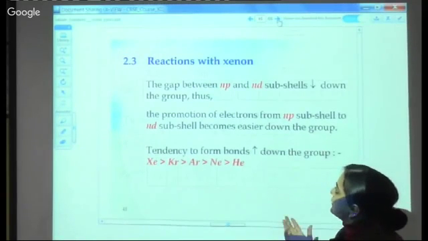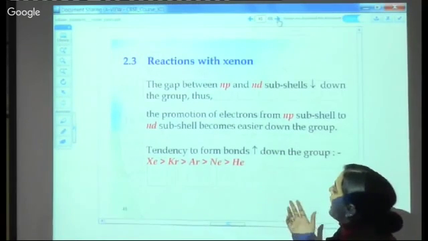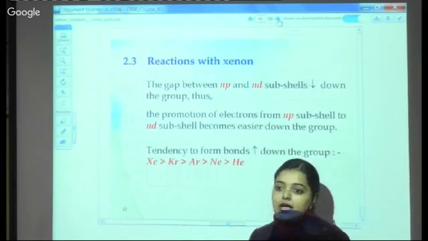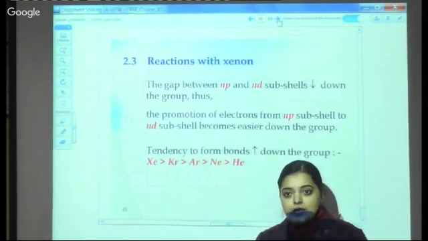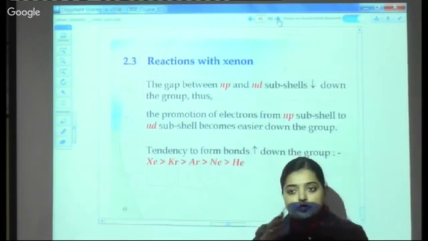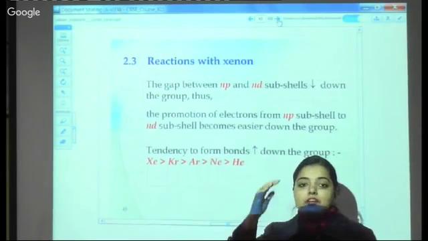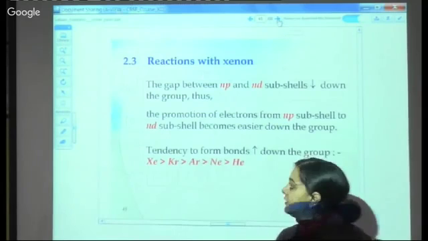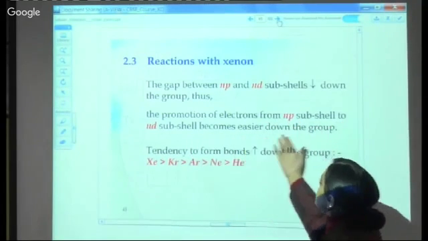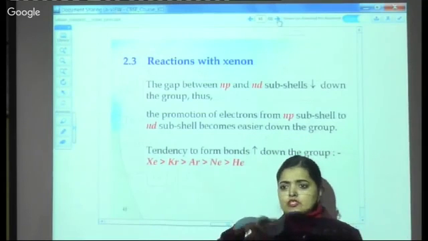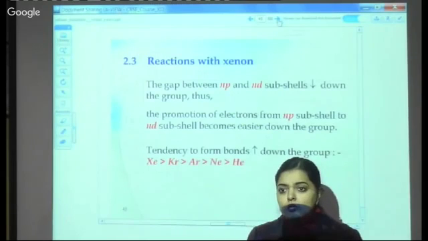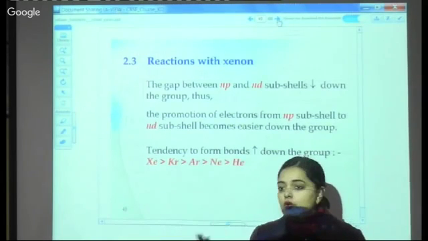And reaction with xenon actually can happen only because the gap between the np and nd subshell goes down the group. As I told you, whatever is the main or dominant phenomenon of that very group, as we go down the group, because of this increase in size, that very property decreases. So the promotion of an electron from the np subshell to the nd subshell becomes easier down the group, because the nucleus does not have that good an effect or impact on the outermost shell as we go down the group. So now they can move out here or in wherever.